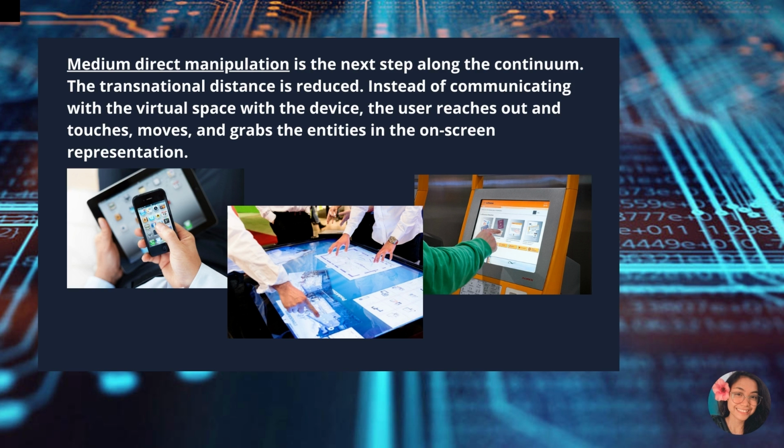The next one is the medium direct manipulation. It is the next step along the continuum. The translational distance is reduced, and instead of communicating with the virtual space with the device, the user reaches out and touches or moves and grabs the entities in the on-screen representation. For example, this is the touch screen devices, or the multi-touch device, which has the bigger and larger screen.